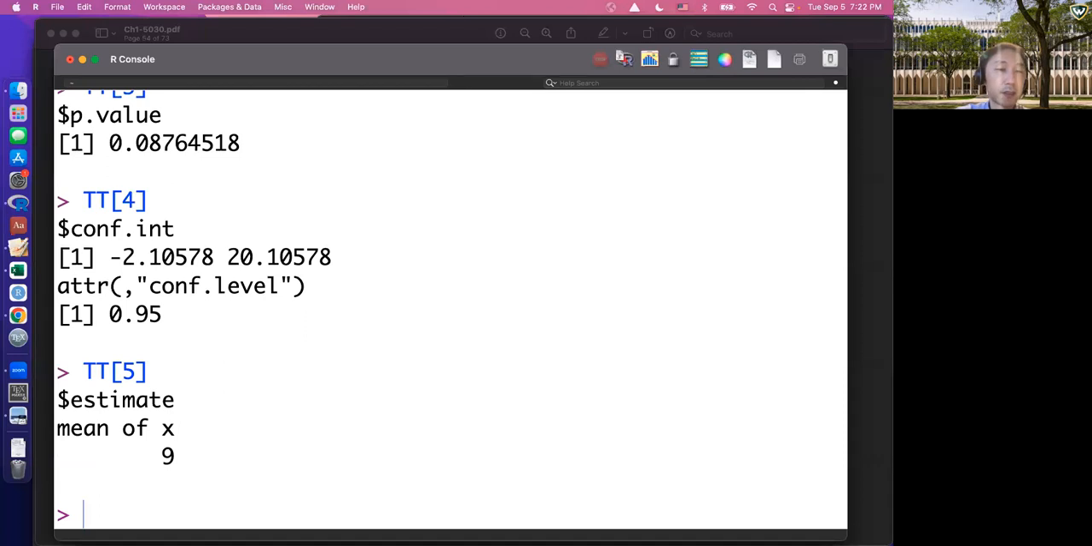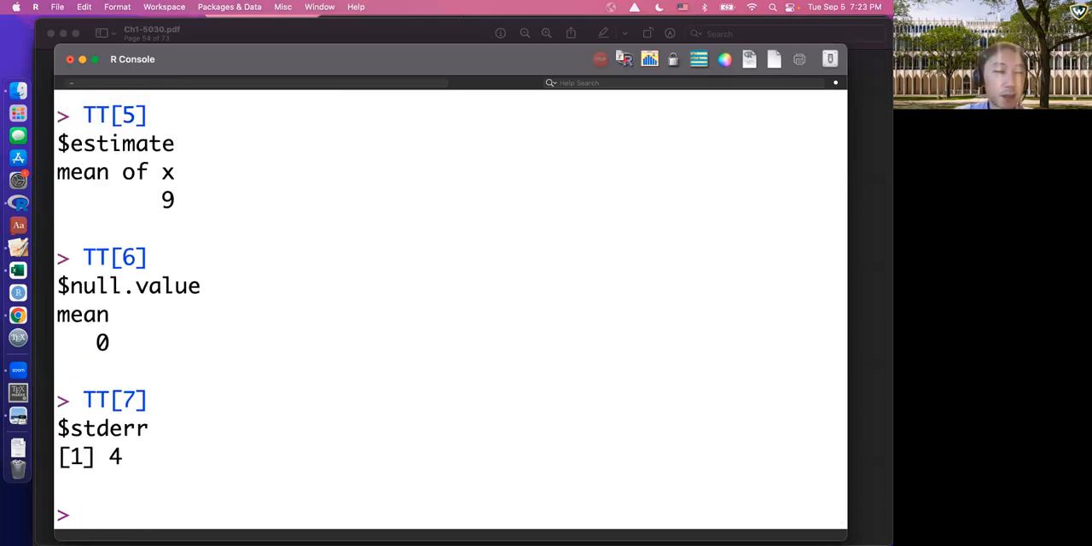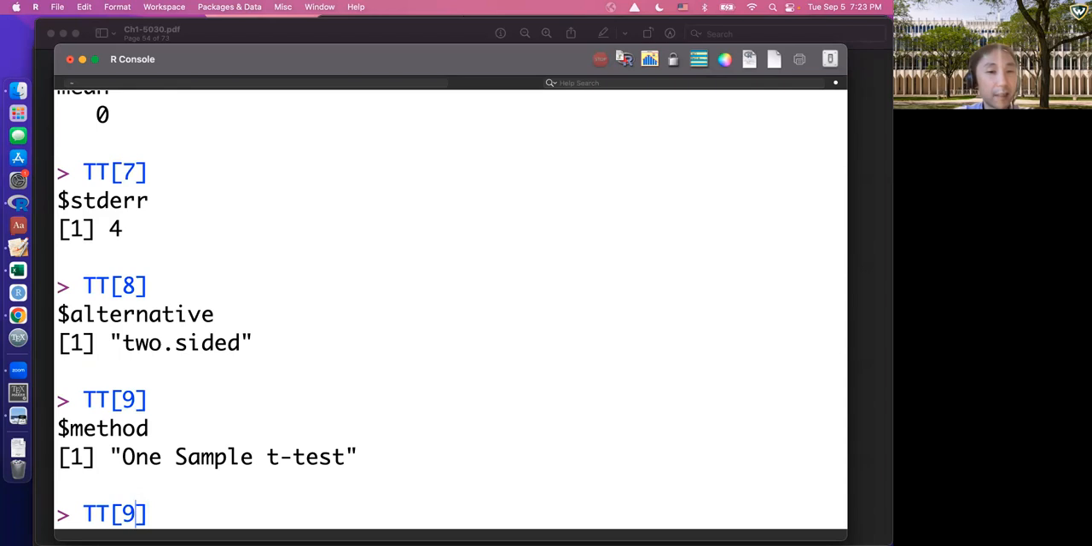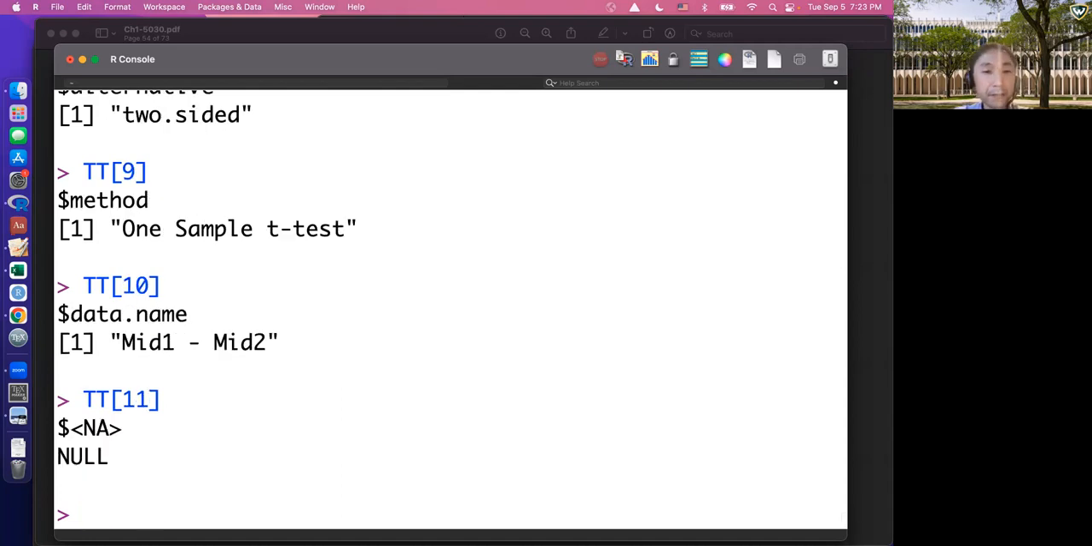And 5 is the mean of x, and 6, I'm not exactly sure, but I think this is the null hypothesis. And 7 is the standard error. And 8 is the type of the test. 9, the type of the test again. And 10, some names. So basically, the list TT has 10 sub-objects.